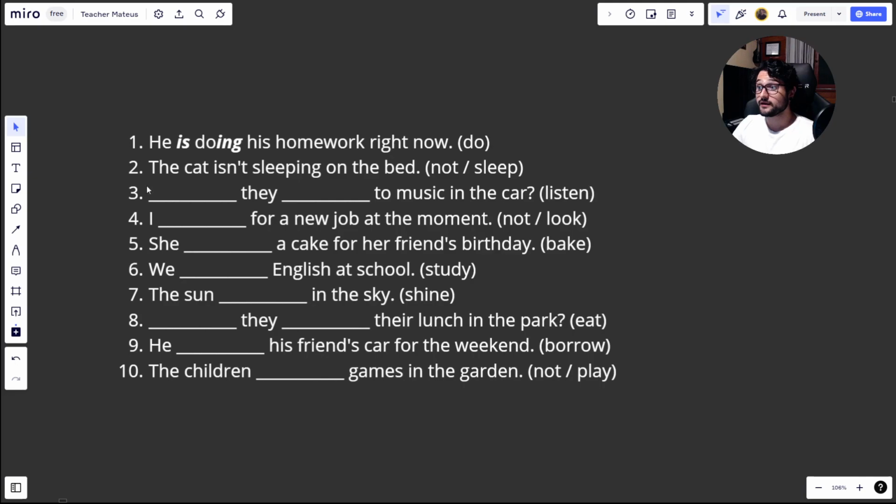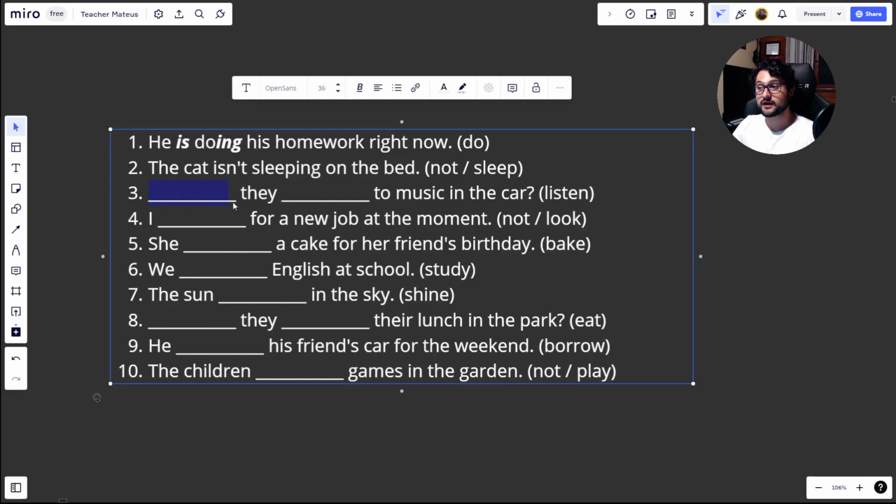Great. Now we have an interrogative. How could we complete this? We have the verb listen. Okay, so we know that it is continuous. But if I say they are listening, this is an affirmative sentence, but we do not want affirmative. We want interrogative. So pretty simple. We say, are they listening to music in the car?